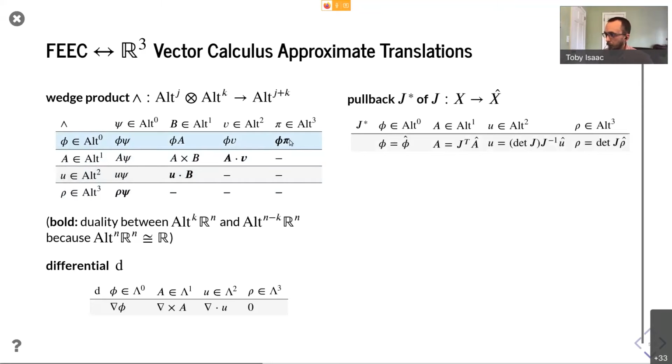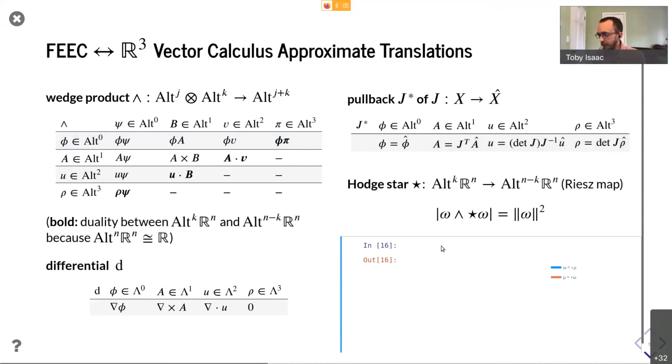The pullback operator is going to have all of the various Piola transforms that we use. The covariant pullback for one forms is for H curl conforming spaces, and the contravariant pullback for two forms is for H div conforming spaces.